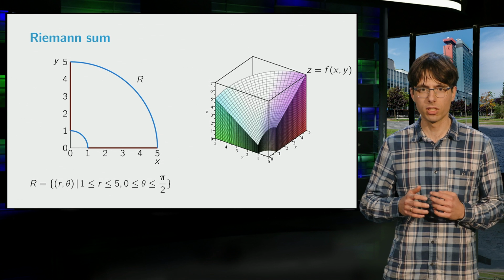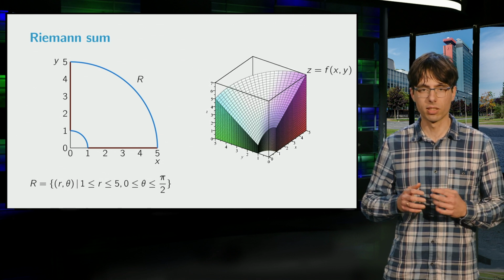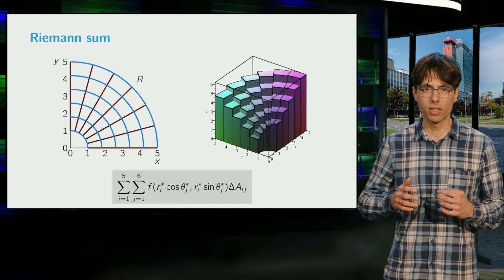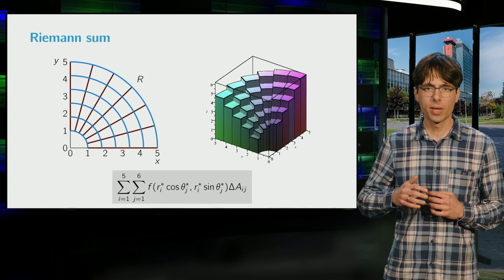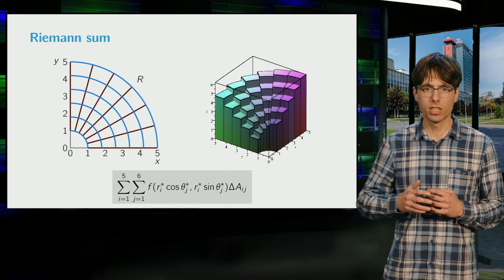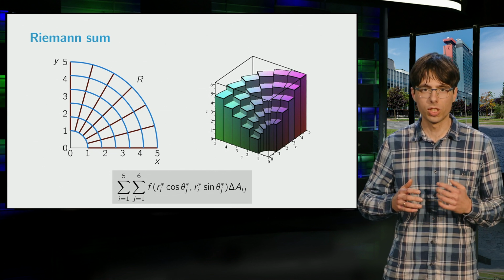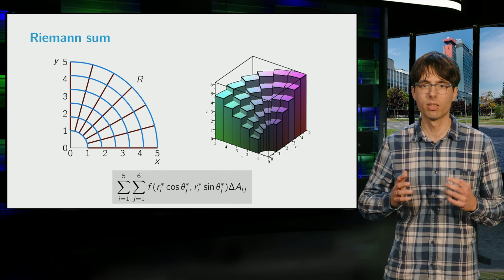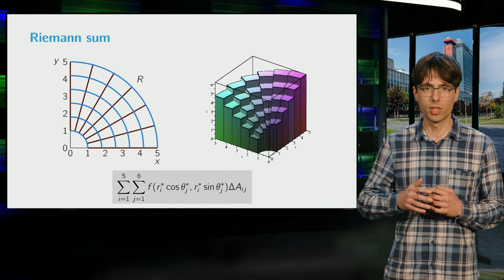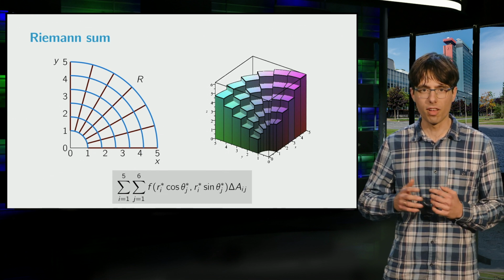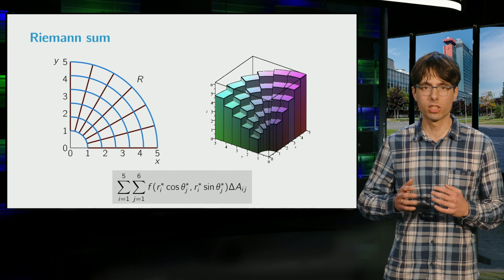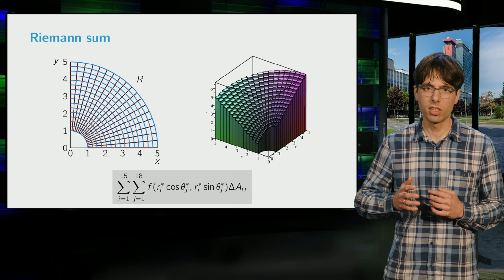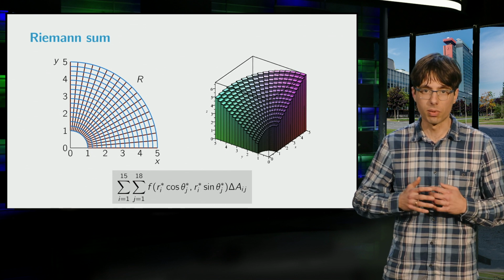We subdivide the region R in smaller polar rectangles. In each small polar rectangle, we choose a point and compute the function value there. We can then approximate the double integral by the sum of the volumes of the bars you see on the picture on the screen. This approximation is called the corresponding Riemann sum. Here you see the Riemann sum where we divide the region in 5 parts in the r direction and 6 parts in the theta direction. As usual, the approximation gets better when we subdivide the region in smaller polar rectangles.